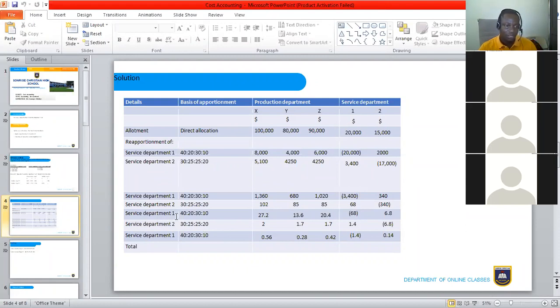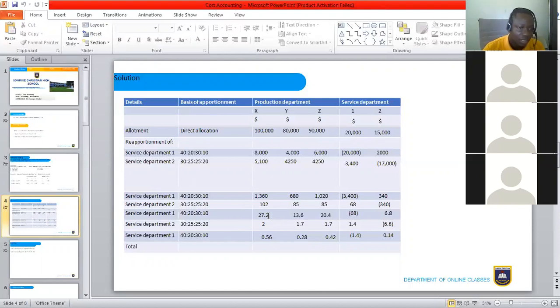These are the various percentages for service department 1: 40, 20, 30, and 10% respectively. When that is done for production department X, the workings will be in this form: 40 over 100 times $68. When that calculation is done, we are getting 27.2. That is why it is written here.